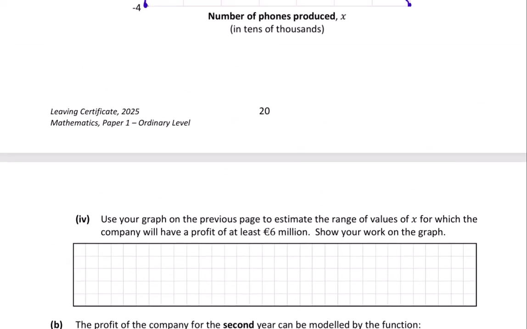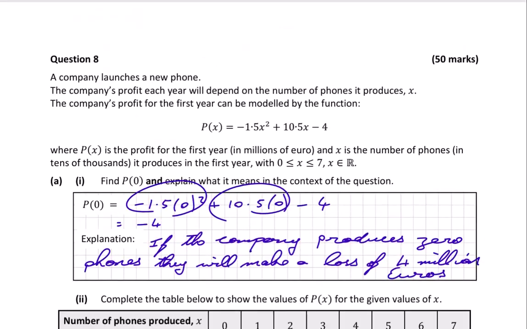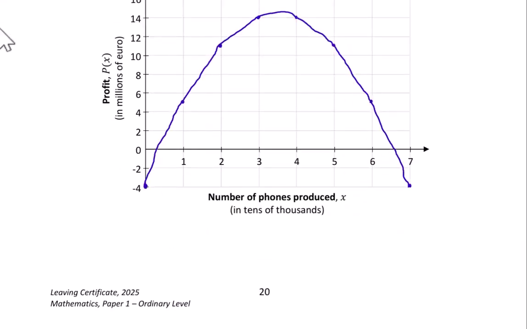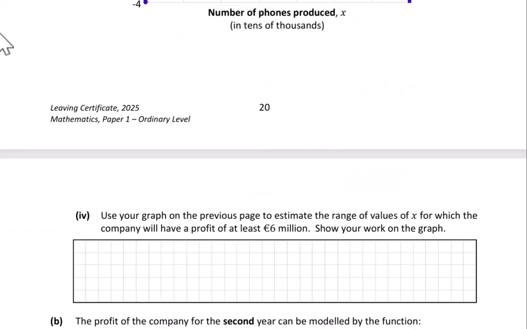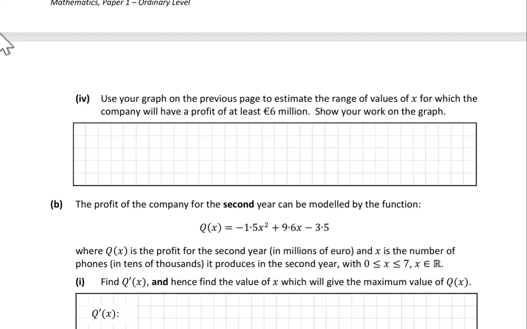Use your graph on the previous page to estimate the range of values of x for which the company will have a profit of at least 6 million euros. Show your work on the graph. So 6 million euros is here, so you've got to come across here, and from here then we've got to come down. Look at this value and this value here. So I'm looking at a range of about, let's say, 1.1 up to 5.8. So I'm going to say then that x is greater than or equal to 1.1 and less than or equal to 5.8. These are the number of phones they need to produce in order to make a profit of at least 6 million. So it has to be equal to these values as well.